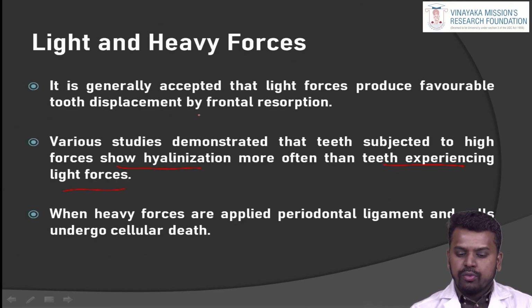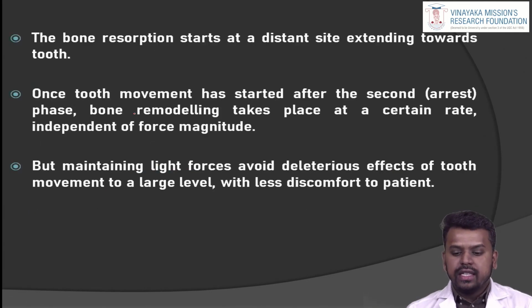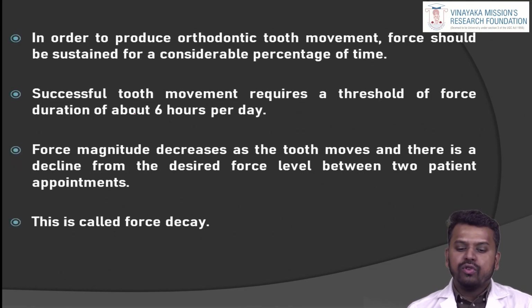So light forces produce good tooth displacement, whereas heavy forces produce very low quality of tooth displacement. When heavy forces are applied, periodontal ligament cells undergo cellular death. The bone resorption starts at a distant site extending towards the tooth. Once tooth movement has started, after the second phase, bone remodeling takes place at a certain rate, independent of force magnitude. But maintaining light forces avoids deleterious effects of tooth movement to a large level, with less discomfort to the patient as well. In order to produce orthodontic tooth movement, force should be sustained for a considerable percentage of time.